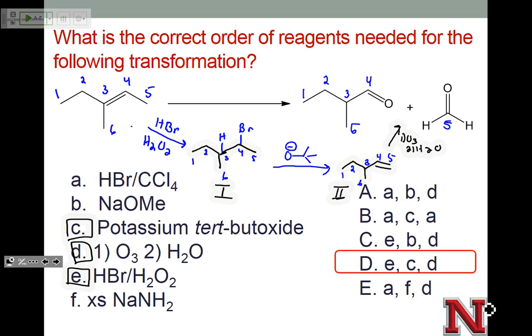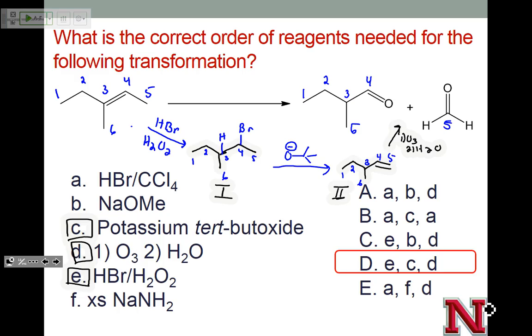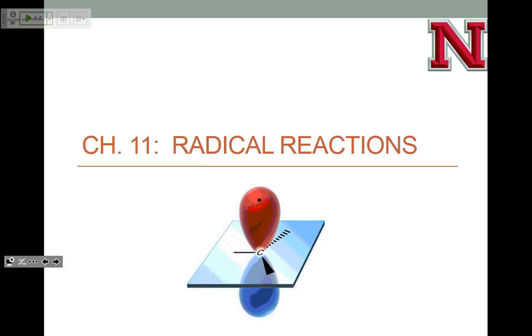Again, I'm going to be going through synthesis today at 12:30. So we're going to be going through the chapter 11 that's on Moodle. Now we're going to start with radical reactions. That's going to be chapter 11. In this chapter, we're going to really look into this mechanism, but we're going to do that at the end of the chapter. Before we get there, we're first going to talk about radicals.